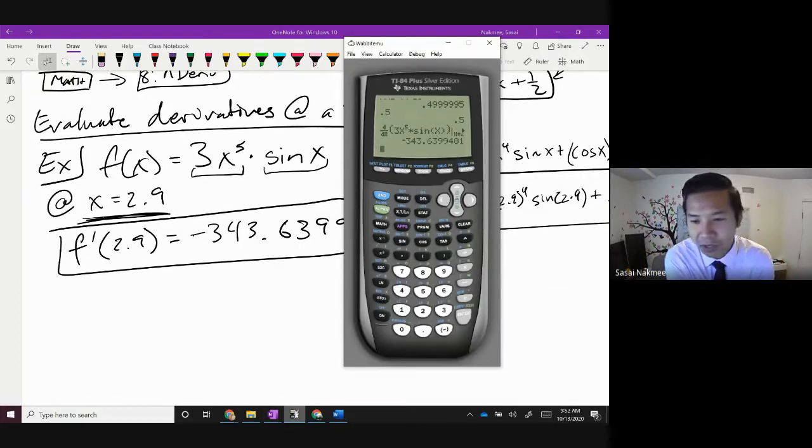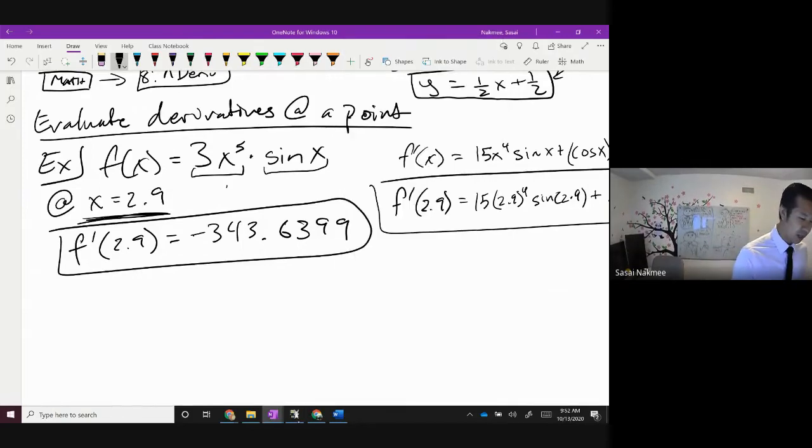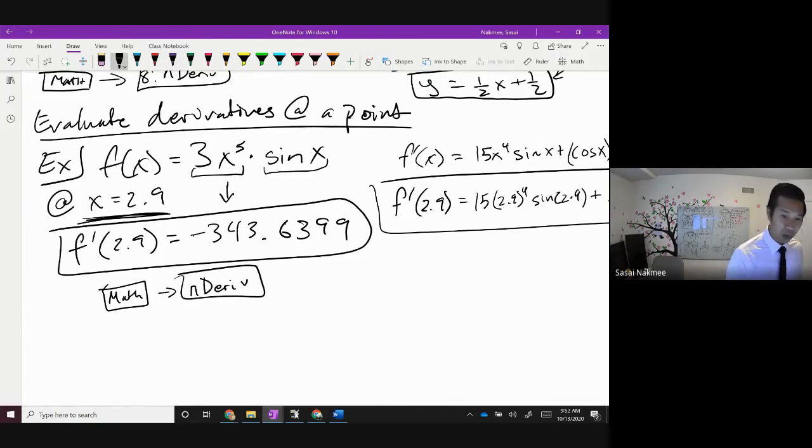One thing I do suggest, though, is if you're doing one of these problems, write down what you typed into your calculator. On a test problem, I would not go from here straight to here. I would write down that I was using my calculator. I pressed the math button, and then I pressed the derive button to show that that's what I'm using.